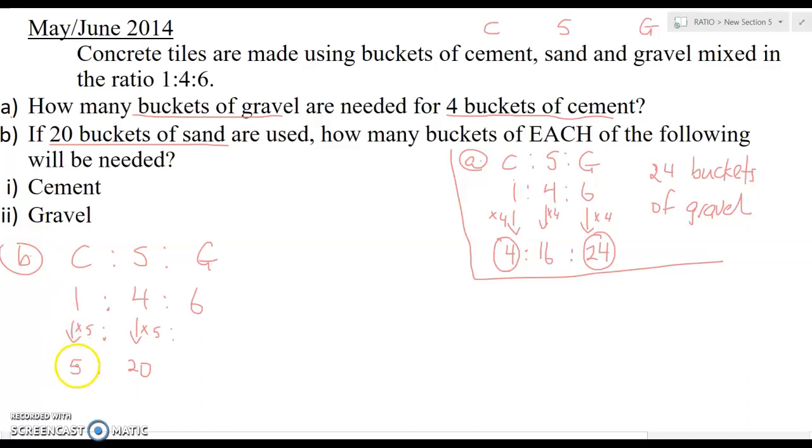1 times 5 is 5, that's for the cement. And I have to do the same thing for the gravel, multiply by 5. 6 times 5 is 30. So how many buckets of cement will I need? I'll need 5 buckets of cement for 20 buckets of sand. And for gravel, I'll need 30.